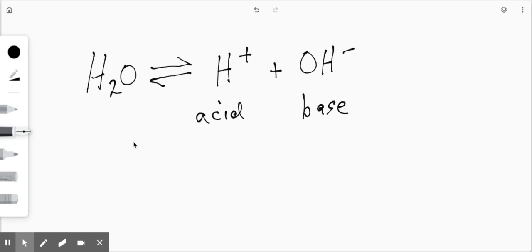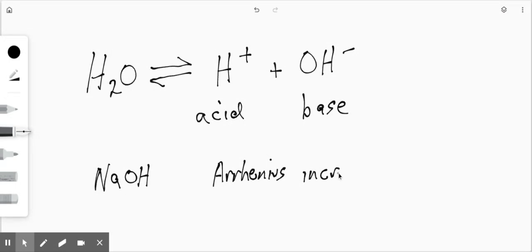Check it out. Let's look at NaOH. You've probably seen that before in your science background. Sodium hydroxide is a base. Well, what would Arrhenius say? Arrhenius would say a base is anything that increases the concentration of what? Could you guess? Increases concentration of OH minus. Exactly. Correct. What would Bronsted-Lowry say?